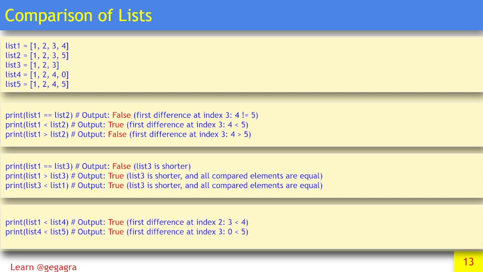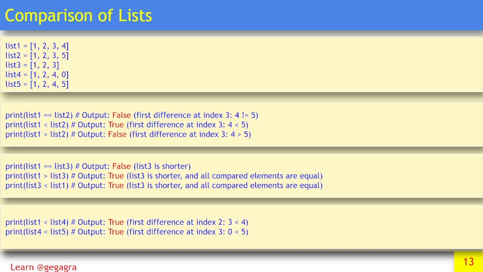When you apply list 1 less than list 4, list 1 is 1, 2, 3, 4 and list 4 is 1, 2, 4. Up to 2 elements are equal, but the difference is determined at index number 2: 3 and 4. So list 1 is less than list 4. This is true because the index 2 element of list 1 is 3 and the index 2 element of list 4 is 4, and 3 is less than 4, and that is why it returns true.